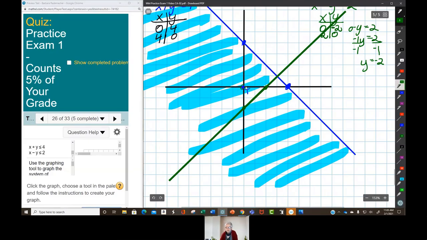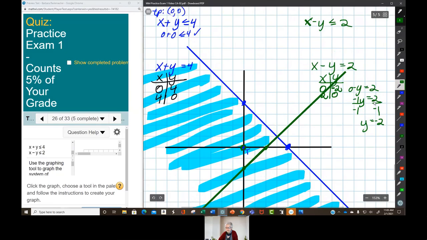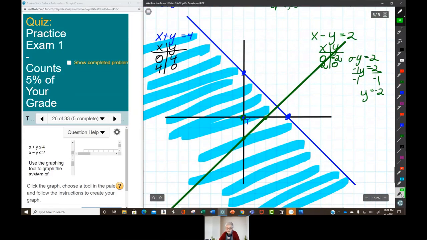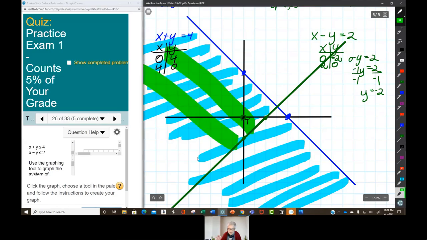And now, once again, I can use 0, 0. Will it give me a true or a false for the green line? So 0 minus 0 is less than or equal to 2. We will get a true. So I shade toward the true side. I need to make all the markers this big. Isn't that delightful?